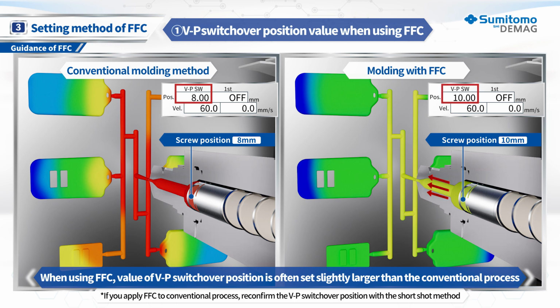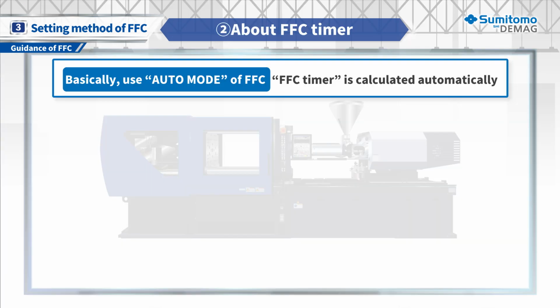Since it will be possible to fill up completely while extending the flow length at low pressure when using FFC for existing molding conditions, determine the VP switchover position again with the FFC setting, auto turned on. Next, regarding the time for FFC, first try molding in FFC automatic mode. This function automatically calculates the time.